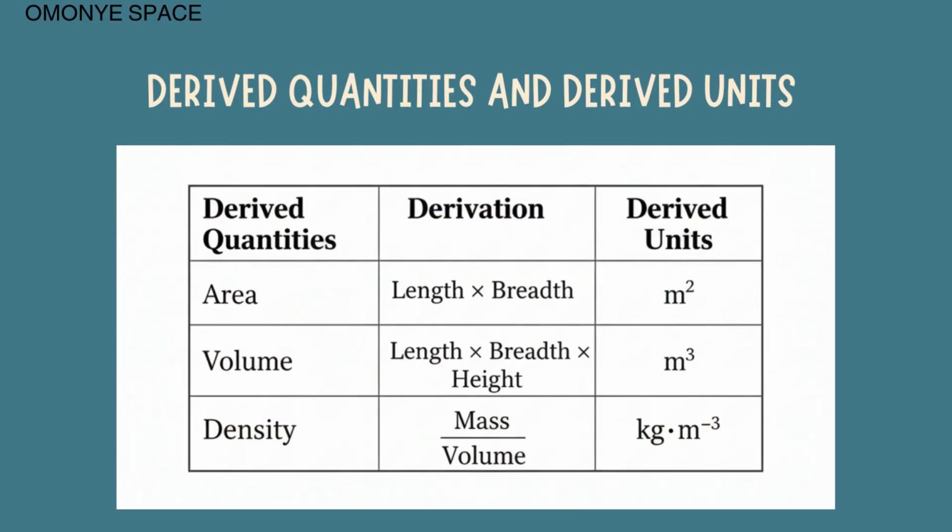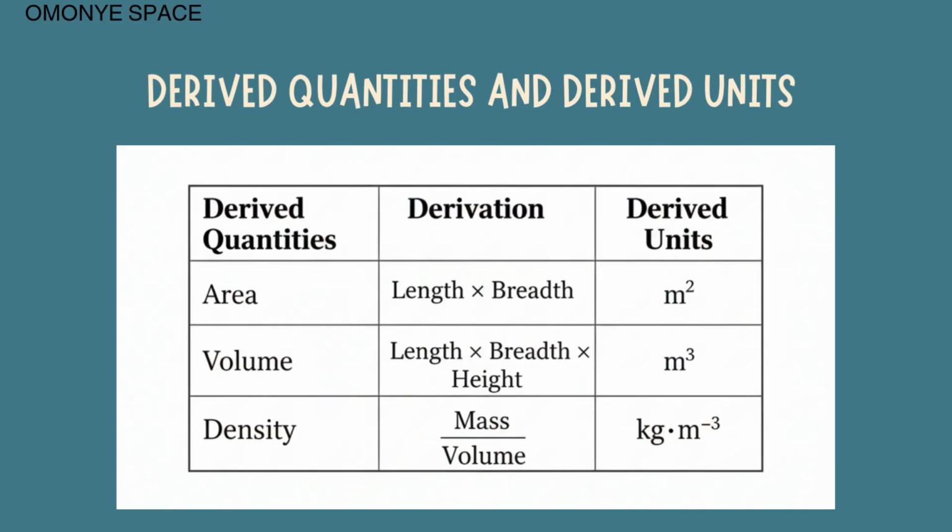Moving ahead, we will look at derived quantities and derived units. Clearly, we have a table. The first column says derived quantities. The second column says derivation, how these quantities have been derived. Finally, we have the derived units on the last column. For the first, we have area. The derivation is length times breadth. We all know this. Length is in meters, breadth is in meters. That is why we have the derived units as m to the power of 2.